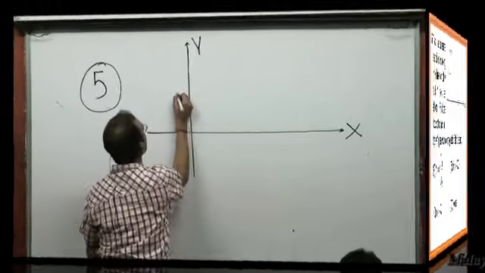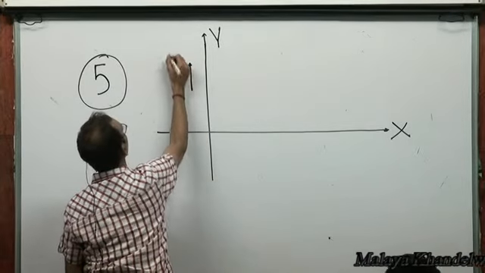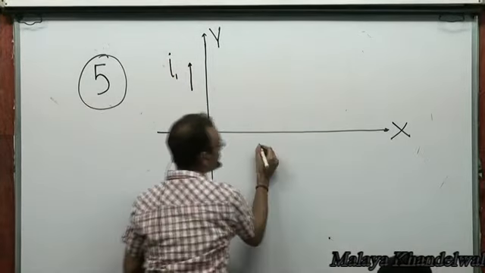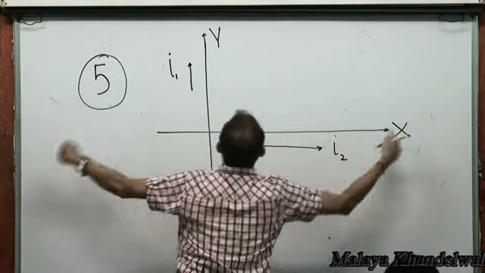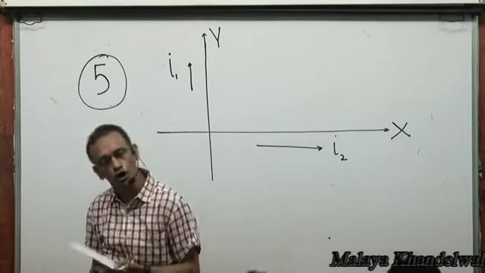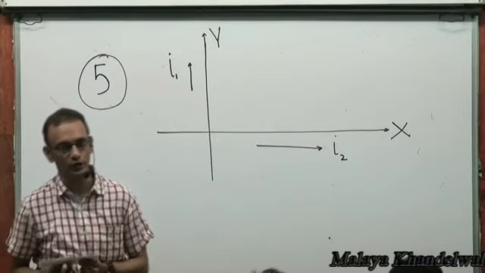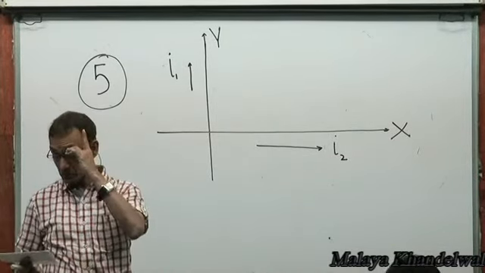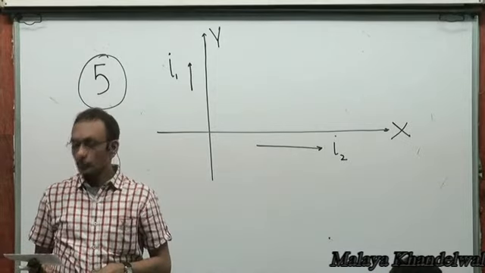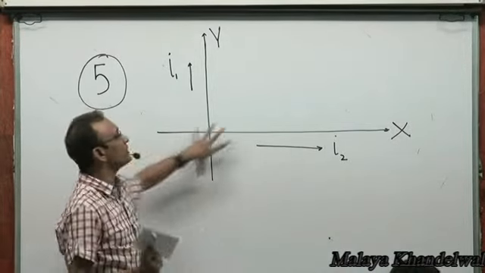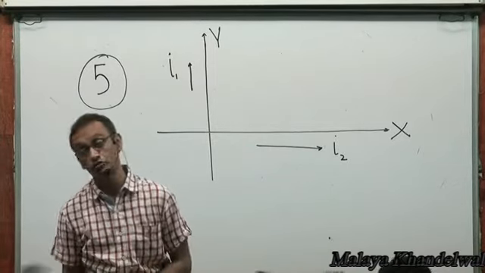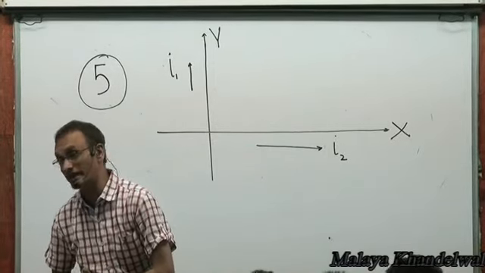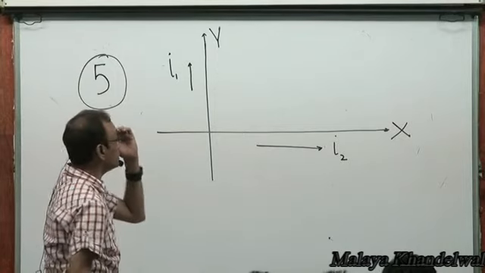Along the y-axis, there is a current I1. Along the x-axis, there is a current I2. We will assume these are two infinitely long wires, mutually perpendicular to each other, right friends? Now, we want to find the locus of points in the xy plane where the magnetic field, because of the combined effect of I1 and I2, is 0. That's what we want to be able to find.